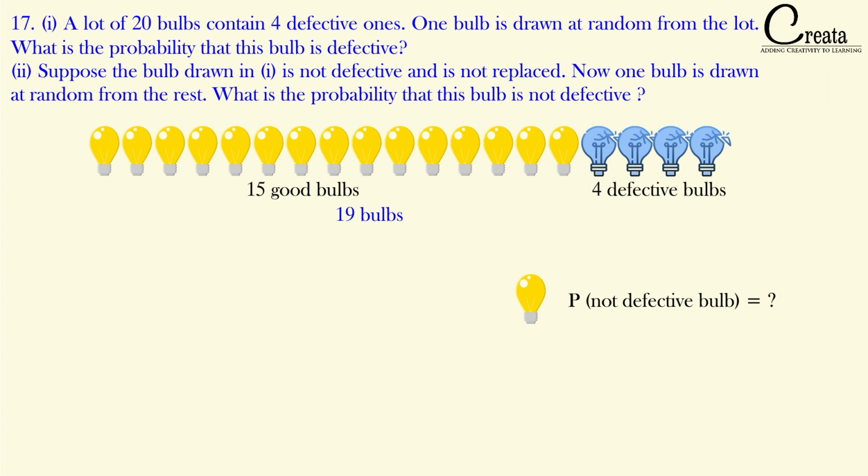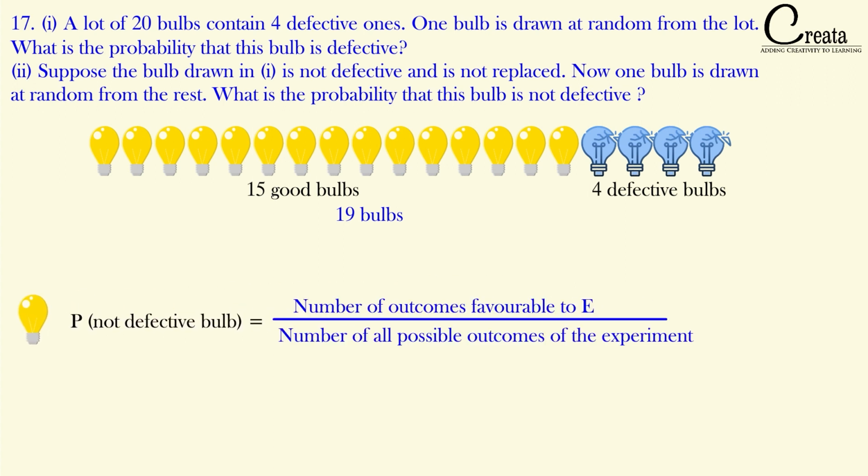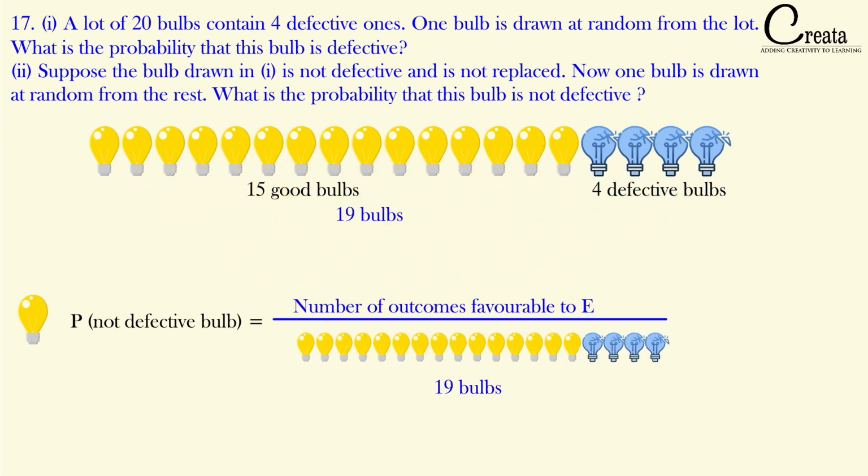So let's again use the formula of probability. In the denominator, total possible outcomes will come, that is total 19 bulbs. Note that now we do not have 20 bulbs, as in the first case. In the second case, we have only 19 bulbs, as one bulb has already been taken out and used. So 19 will come in the denominator.